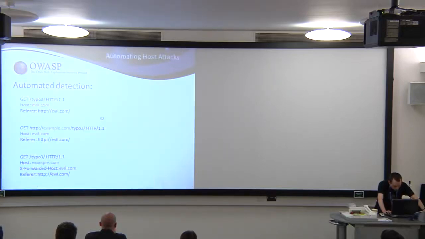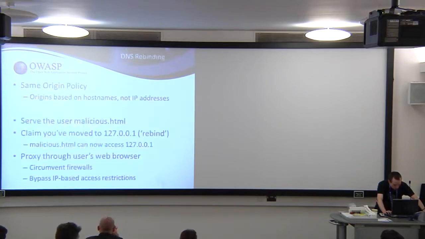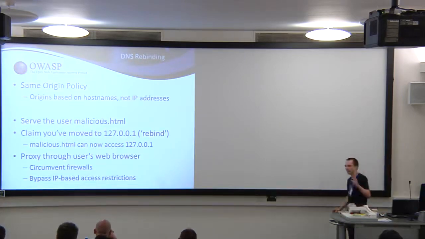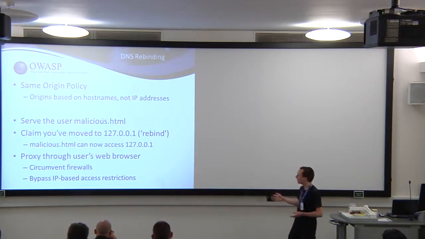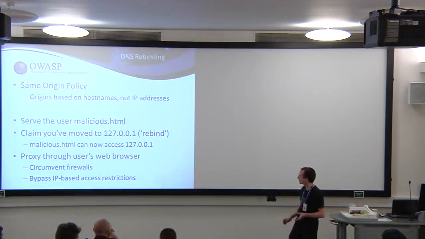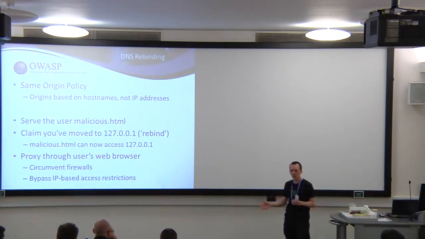So no talk about the host header would be complete without mentioning DNS rebinding, a much older vulnerability using this header. This is based on the fact that the same origin policy is all about host names and not IP addresses. So an application can hop between different IPs while remaining on the same origin from the browser's perspective.